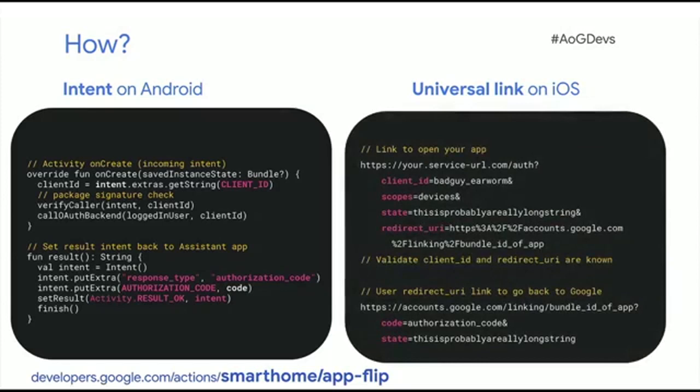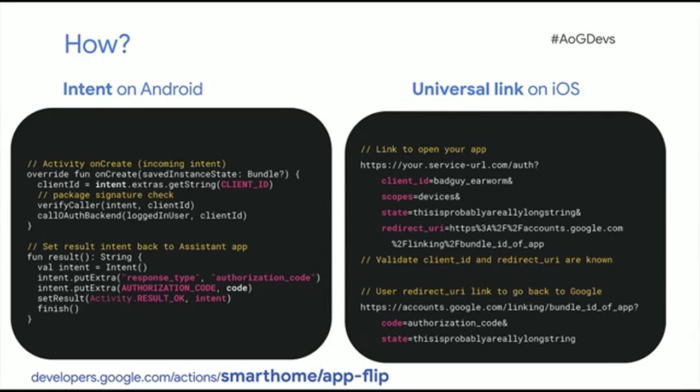On iOS, it's universal links, and it is even more straightforward just to look at. Just a couple links here. The first one is the link that launches into your app from Google. So you own this universal link, and you'll register it with Apple just like you do. And there will be several query parameters that come in.